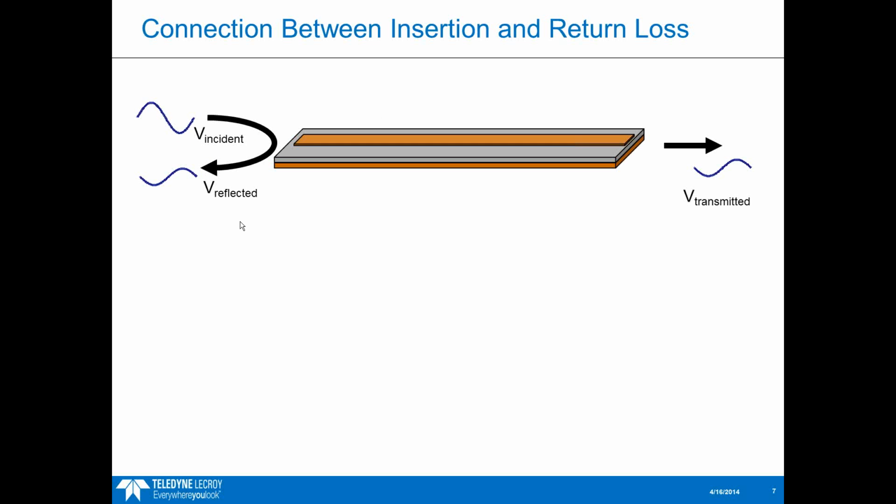For a time domain based instrument, you send in a fast edge, and you have a sampler that samples that incident fast edge, but then it also looks for any reflections coming back. So it can see the reflections coming back because it happens later on in time. So the time domain instrument separates them by time, and the frequency domain instruments use a directional coupler in order to pick off that reflected signal.